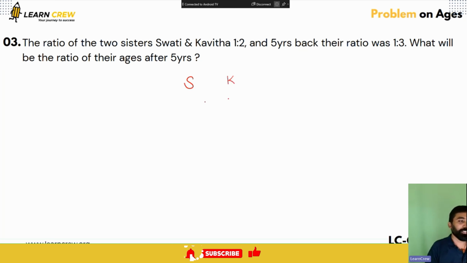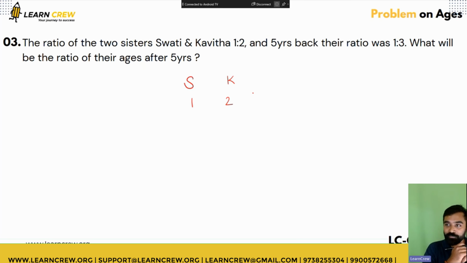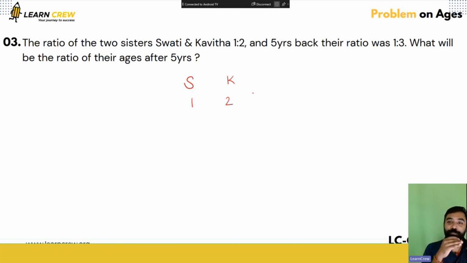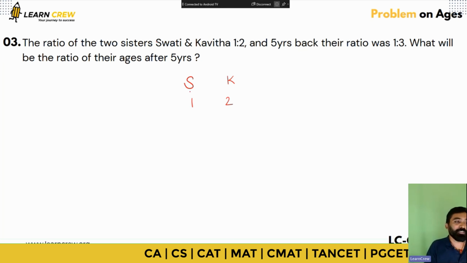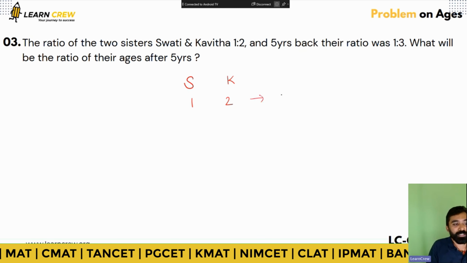Swati and Kavitha are in the ratio 1 is to 2. Okay. And remember, whenever you are working with ages problems, if the given question is in present, convert everything to present, or if the given question is in past, convert everything to past and then start working. Okay. Now ratio of the two sisters Swati and Kavitha is 1 is to 2. So this is their present age.